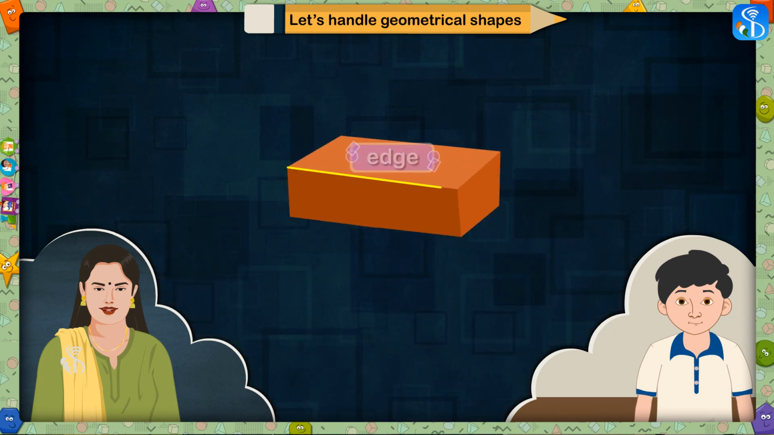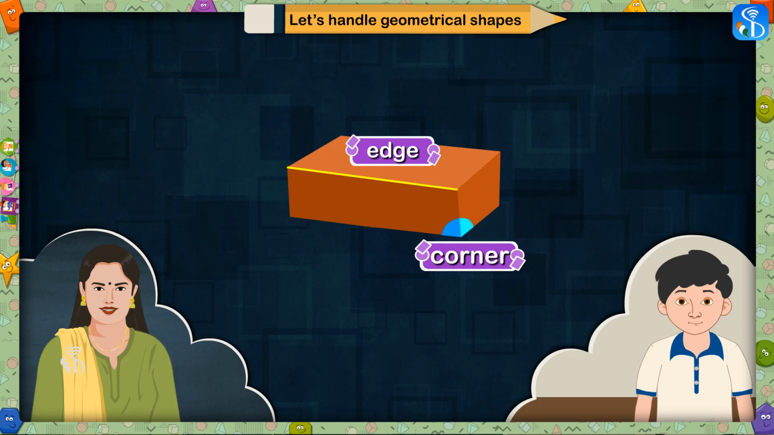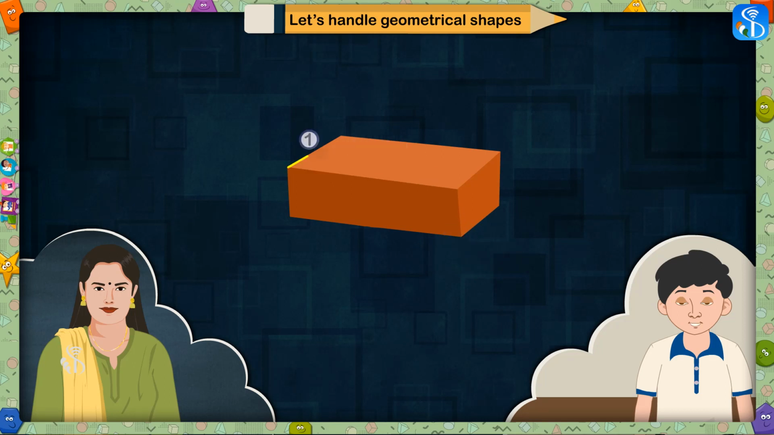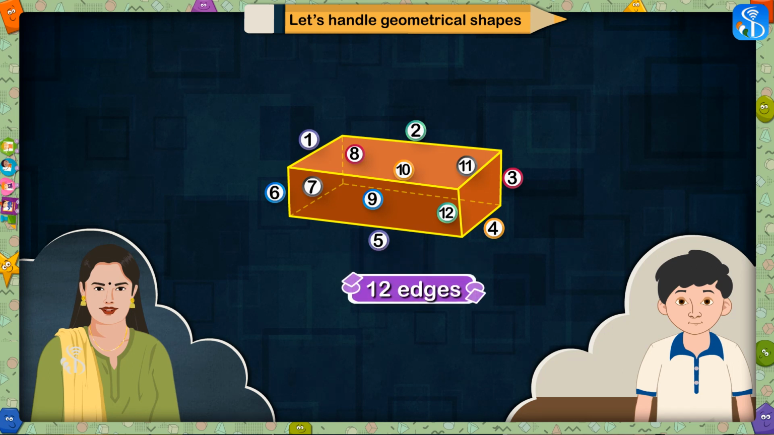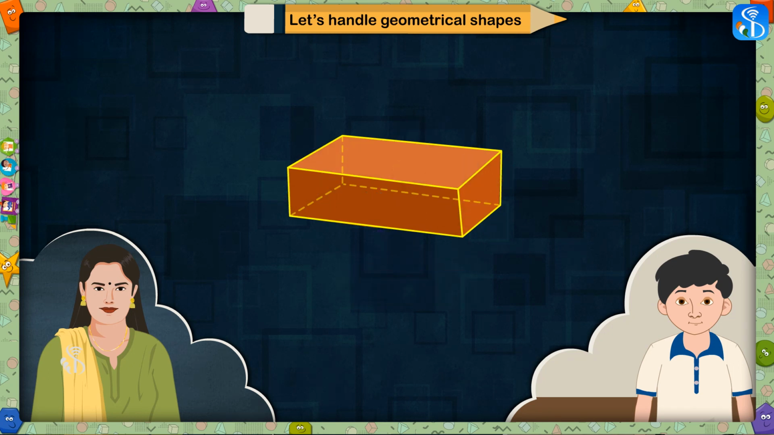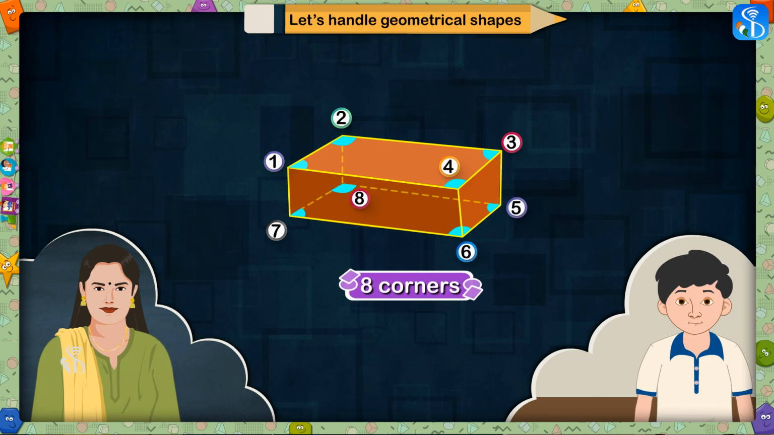This is a brick. Let us count how many edges and corners this brick has got. First, count the edges. 1, 2, 3, 4, 5, 6, 7, 8, 9, 10, 11, 12. The cuboid has 12 edges. So now count the corners, please. 1, 2, 3, 4, 5, 6, 7, 8. Correct. A cuboid has 8 corners.